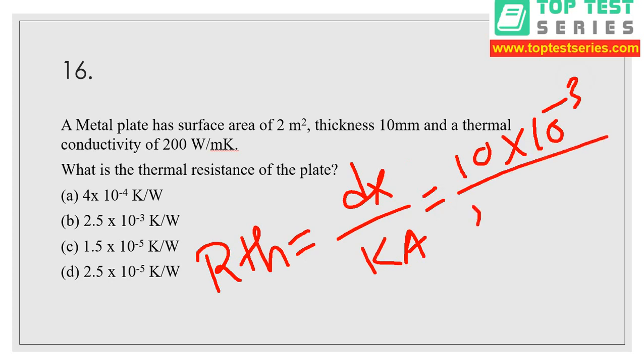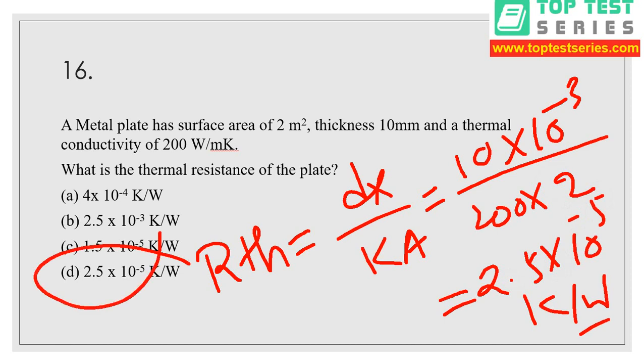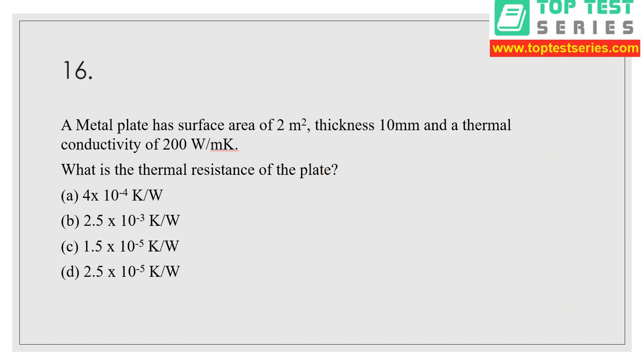And K is what, my dear? 200. And what is the value of A over here? That is 2. Now we can solve it, I think so, right? So after solving, what we are getting, my dear? 2.5 into 10 to the power minus 5 Kelvin per watt. Therefore, option D is the correct answer for this question.